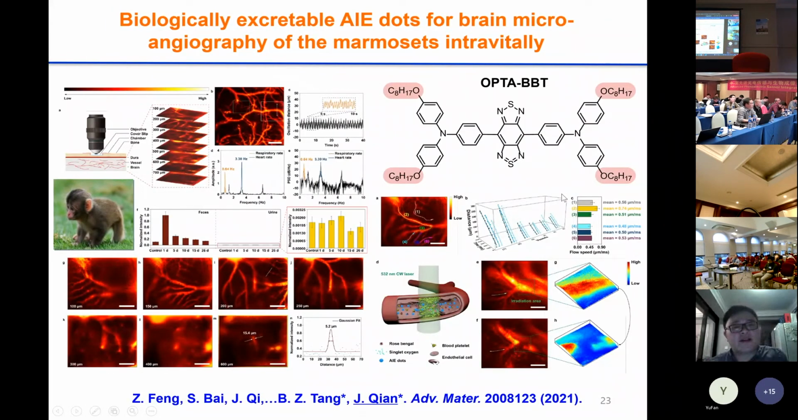We also studied lots of AIE dots and found one which can be cleared completely from the body of the mouse. Then we used this one for intravenous injection into a small monkey called a marmoset. We conducted the brain blood vessel observation and also measured the velocity of the brain blood flow. We also established a thrombotic model and successfully did the visualization.